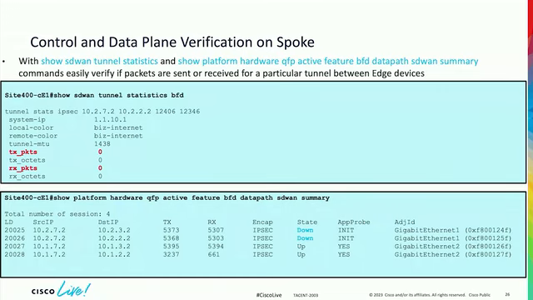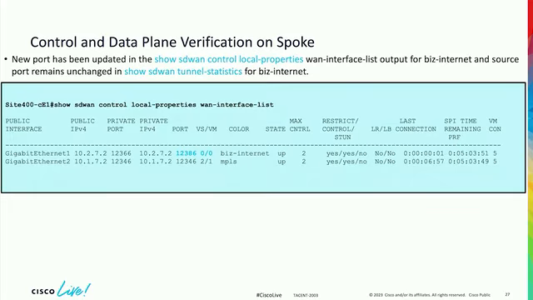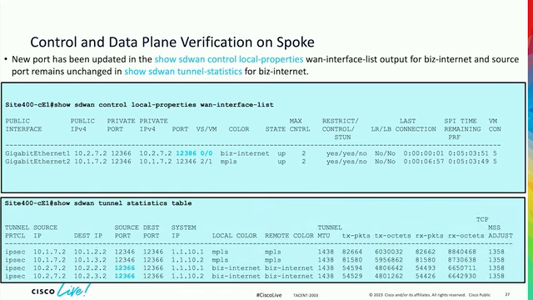We also need to run show platform hardware qfp active feature bfd datapath sdwan summary. In this output also we can see the state is down on the biz internet. After a while, as port hop is enabled on the device, it tried to move to a different port and connect to form the control connections. As you clearly see here, it moved to 123.8.6. But on the tunnel statistics, it's still on the old port. It did not sync.